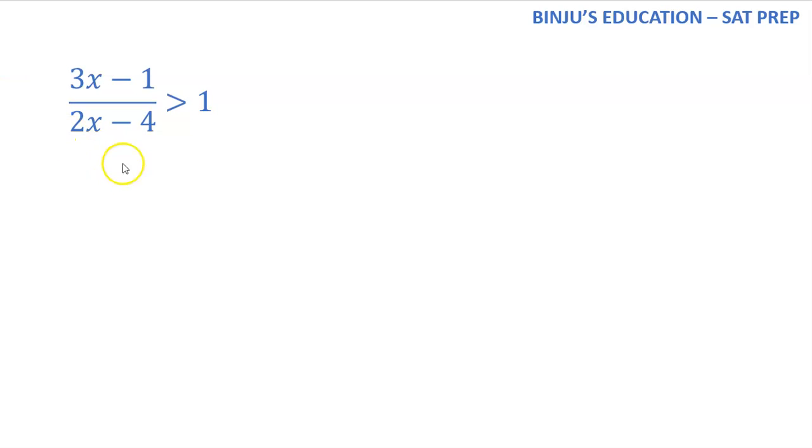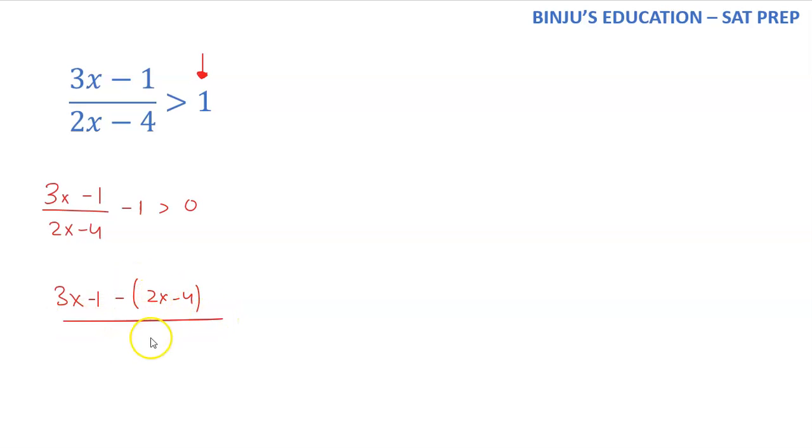Now the first thing that you have to do, you have greater than 1, and when I was teaching you basics, I told you that whenever you have any value apart from 0 on the RHS, you're going to subtract that value on both sides of the inequality. So this will be 3x minus 1 divided by 2x minus 4, minus 1 is greater than 1 minus 1, which is 0. This will become 3x minus 1, then if I take the LCM, minus of 2x minus 4, divided by 2x minus 4 is greater than 0.